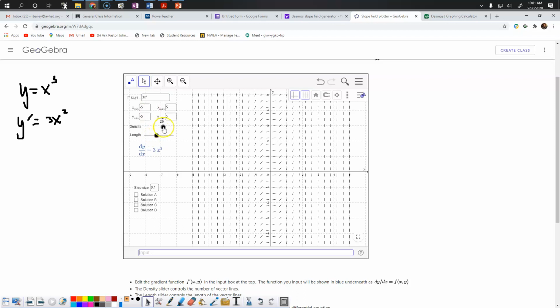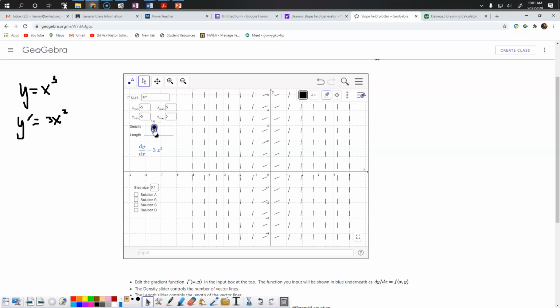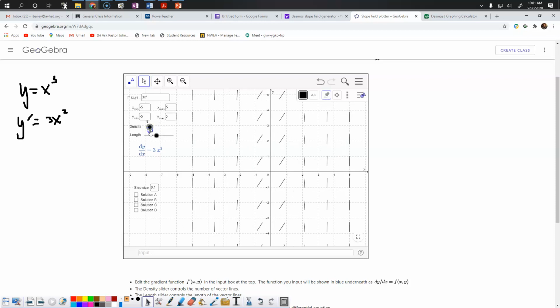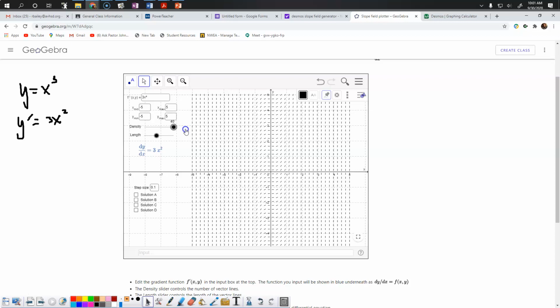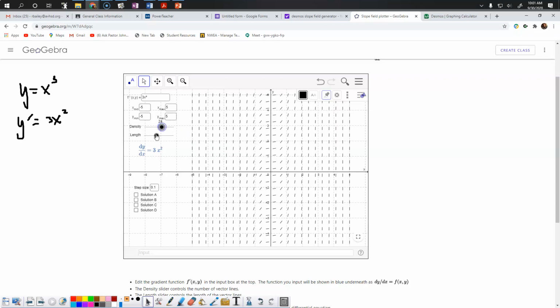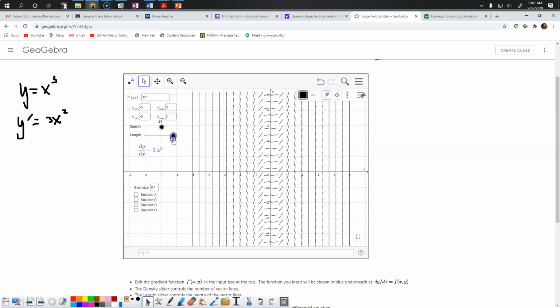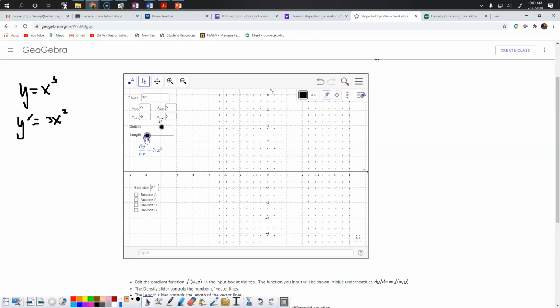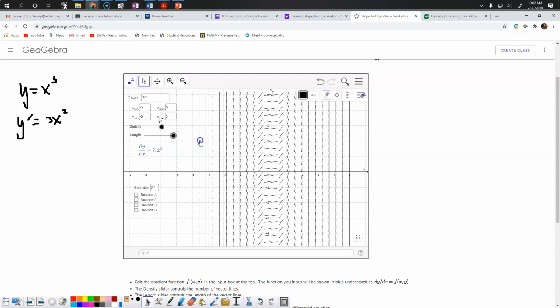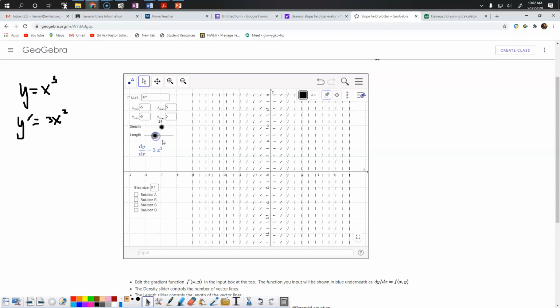What's really cool about this is you can affect the density, in other words, how many slopes you get. So you can make it really sparse, or you can make it really heavy. And also you can affect the length of your slope lines. You can make them basically like dots, or you can make them really long to where they almost connect. I like them right in the middle myself. And so there's our slope field.